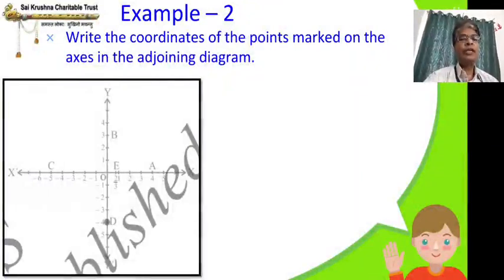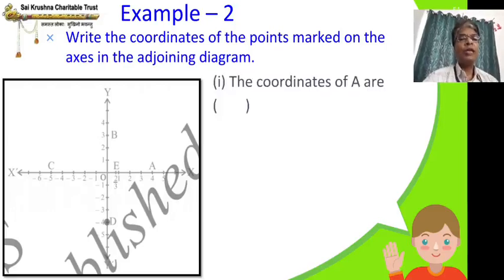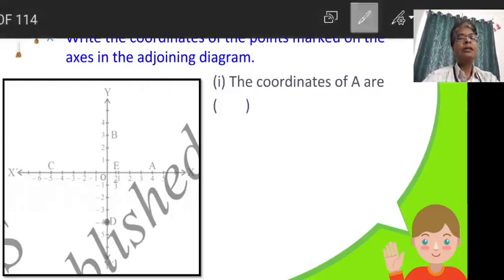Example 2: write the coordinates of the points marked on the axis in the adjoining diagram. Now, it says on the axis. So, again the first one I am going to explain the way I explained the previous example. Point A, the coordinates of point A are, you see where is A? A is here. So, let us see the steps.